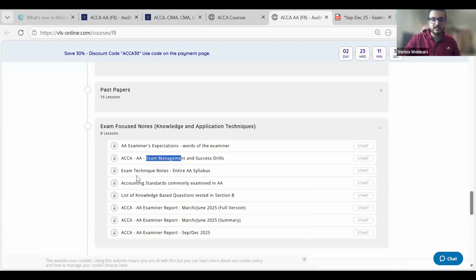You've got the exam technique notes, what exam techniques that you need in order to pass the exam, and that's drilled syllabus area wise. Accounting standards commonly examined in AA, because we know that students struggle with accounting standards, and your financial accounting standards are heavily examined. So we have compiled some of the common accounting standards. Then you've got a list of knowledge based questions.